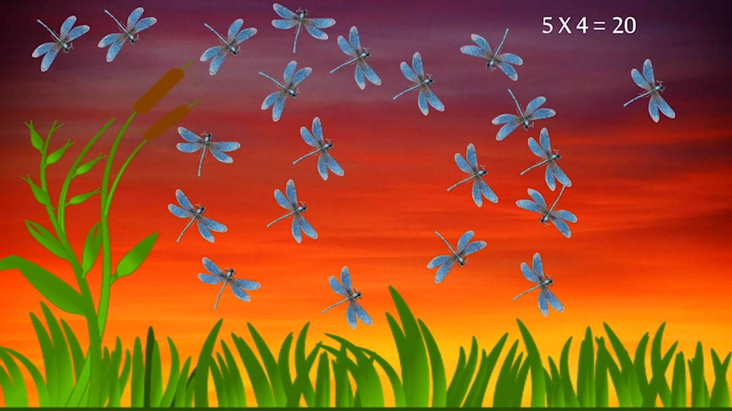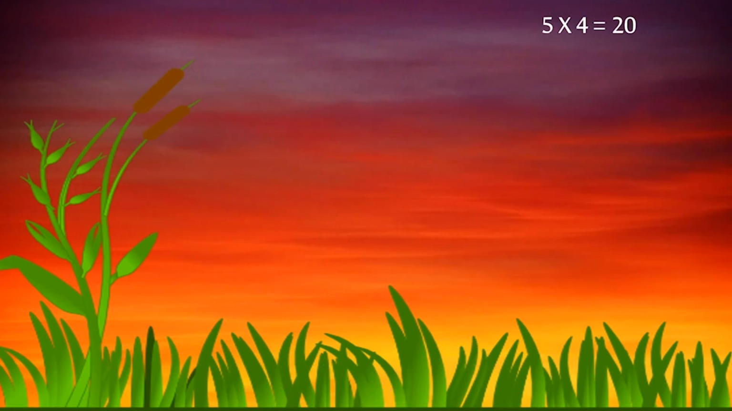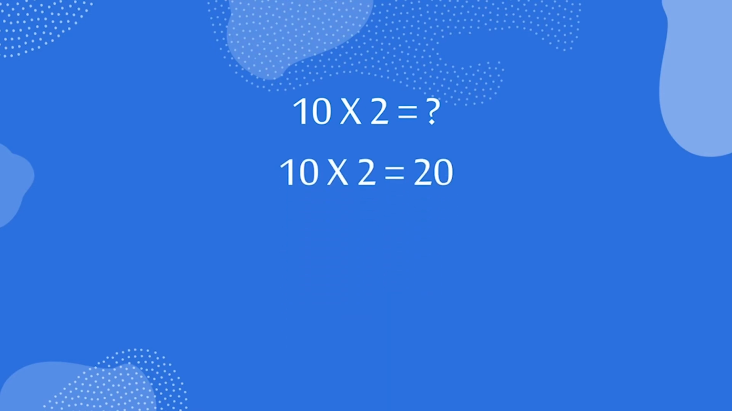Alrighty, on to the next question. Can you tell me what 10 times 2 is? How much is 2 groups of 10? 20. Great job! Now, what is 20 divided by 2? What number goes into 20 exactly twice? 10. Great!